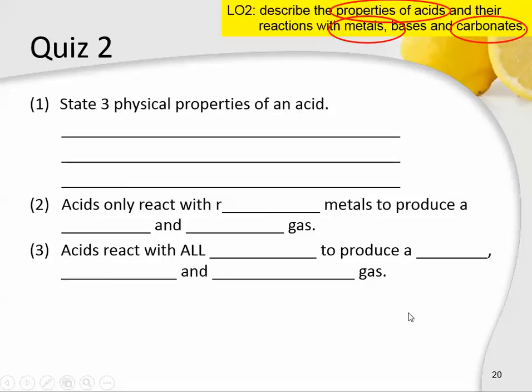Now let's pause for a moment and try these questions. State 3 physical properties of acid. Please try yourself, pause it for a moment.